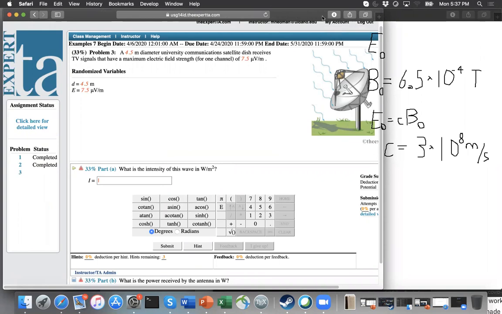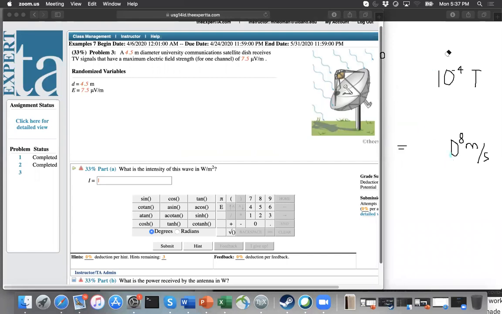And again, we will do some erasing to clean up our board or screen or what have you, which is fine. But we're going to ask for a problem that's a little more practical this time. And again, we're focusing on radio signals just because they're the easiest thing to deal with for these sorts of problems. So a 4.5 meter diameter university communication satellite dish receives TV signals that have a maximum electric field strength for one channel of 7.5 microvolts per meter.